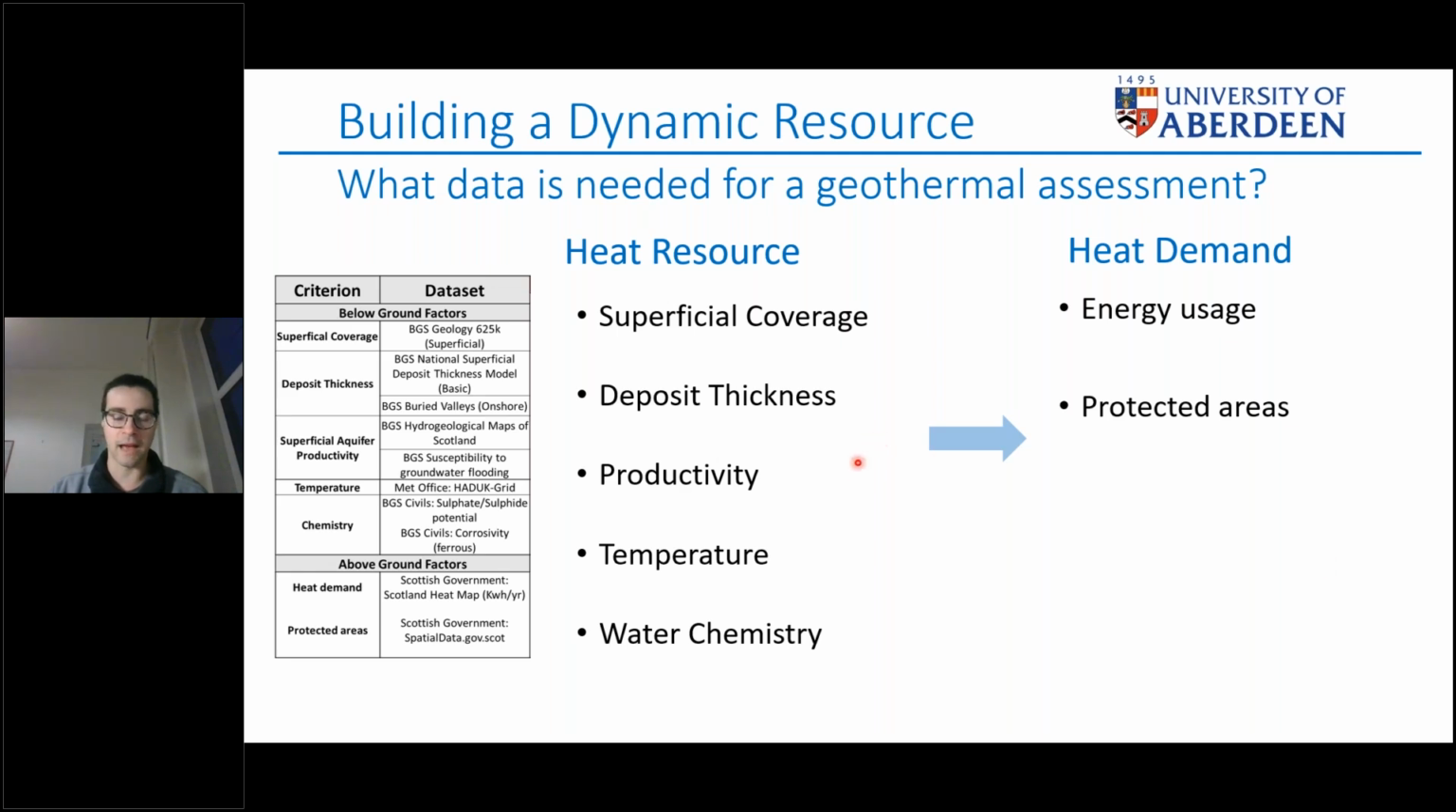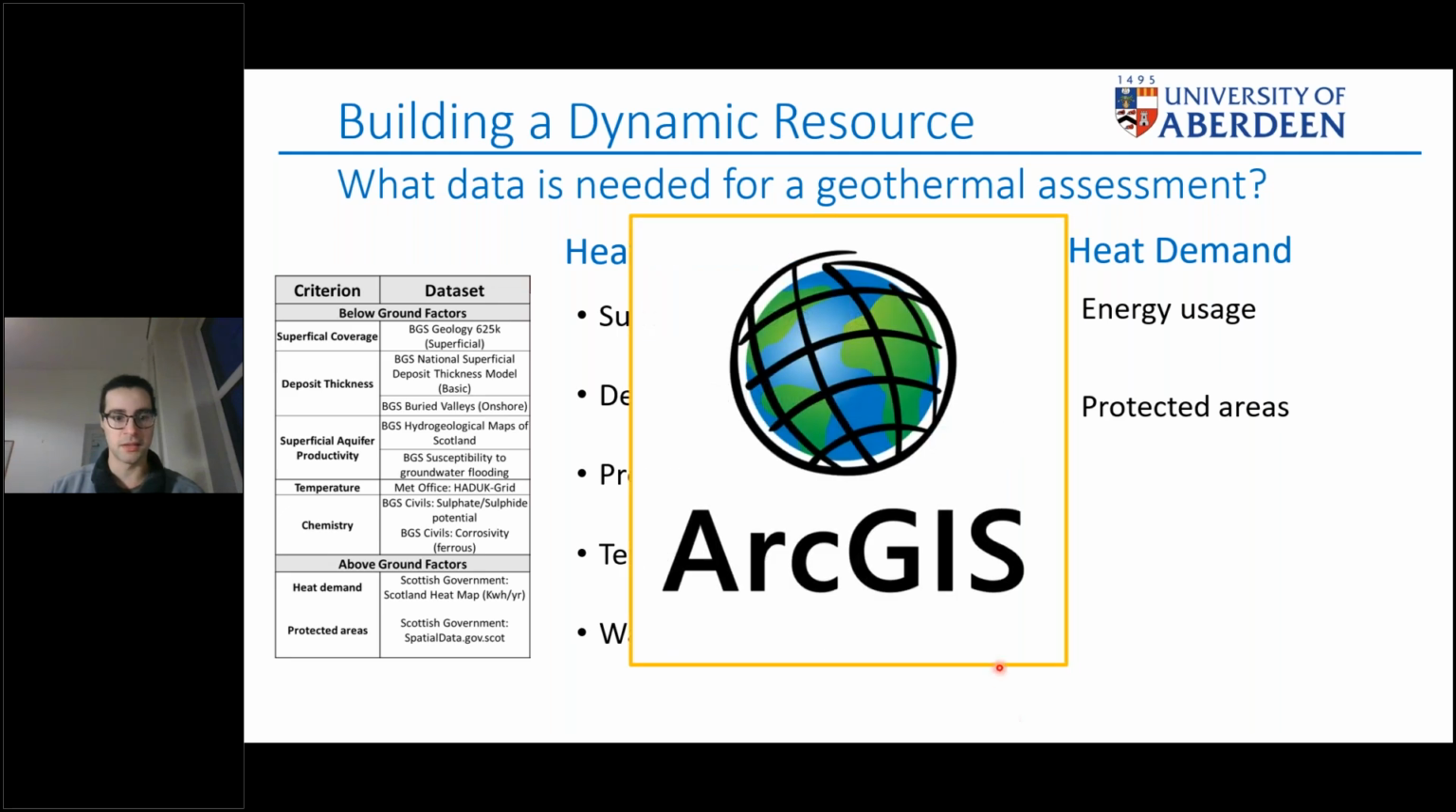So having identified these key criteria and the data sets to represent them, how can we observe the spatial distribution of these multiple data sets in different contexts? And the answer to that is through GIS, through Geographic Information System. I've used ArcGIS, which is through Esri, but you can use whatever types there are. There are quite a few.